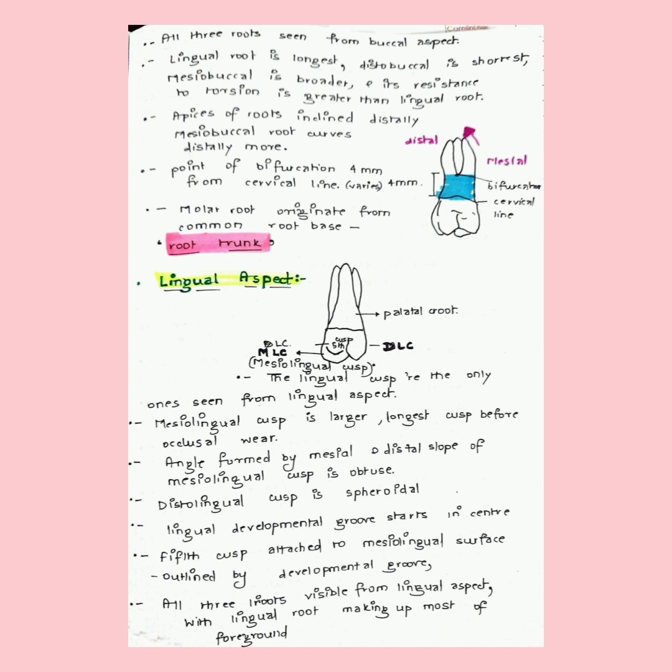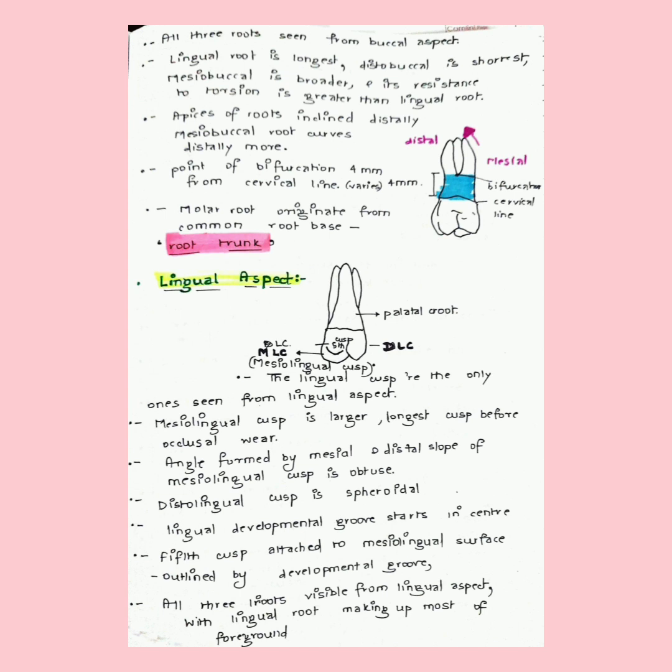Then from the lingual aspect, only the lingual cusps are seen. The mesiolingual cusp is the largest and longest. The angle formed by the mesial and distal slope of the mesiolingual cusp is also obtuse. The distolingual cusp is also seen. It is the smallest, and it is spheroidal and round. Then you can also see the lingual developmental groove arising from the central groove.